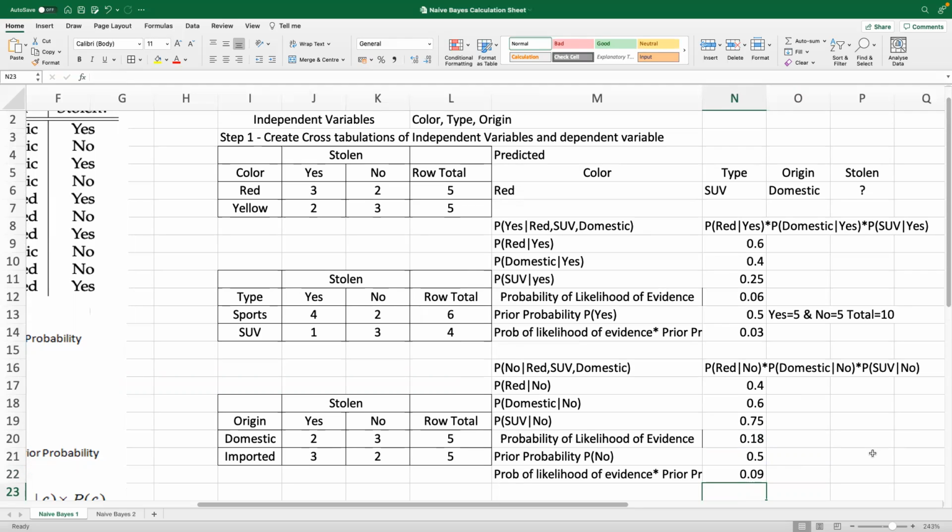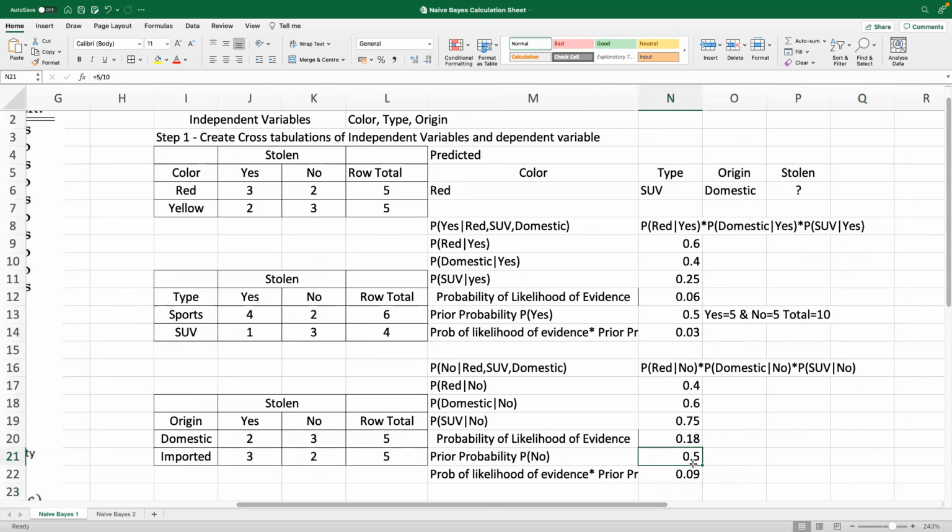The denominator is common for both the equations, so we don't need to calculate it. We can simply go with the numerator. Whichever has the highest numerator will be our answer, because the denominator, which is probability of x1 into probability of x2, is the same. So which is the highest probability? 0.09.